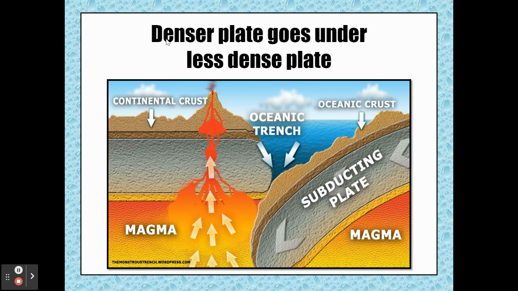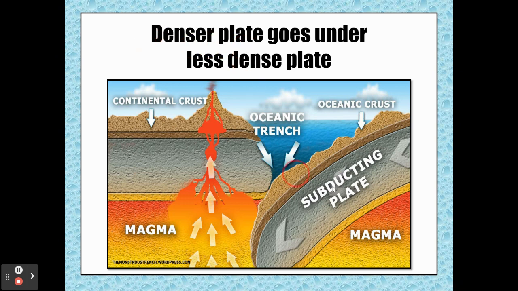So you have the density of the crust, right? You've got denser plates, right? You've got these tectonic plates that are floating on top of the mantle, the upper mantle, and so the difference in the density of the plates will determine how the plates are going to interact or react when they come together.